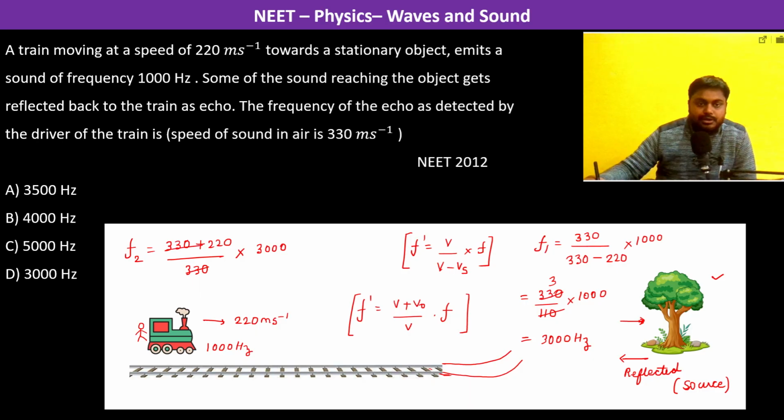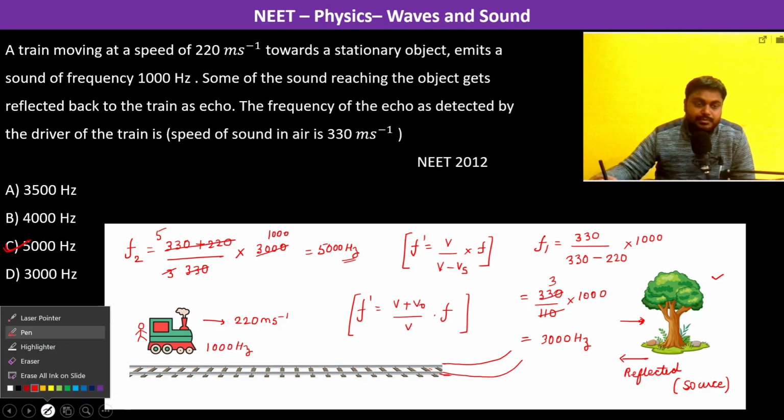So 550 divided by 330 is 5 upon 3. So this is 1000 into 5, which becomes 5000 hertz. So therefore the answer is going to be C.